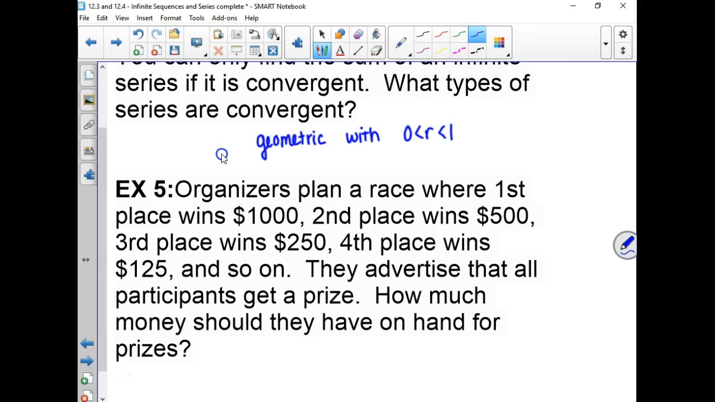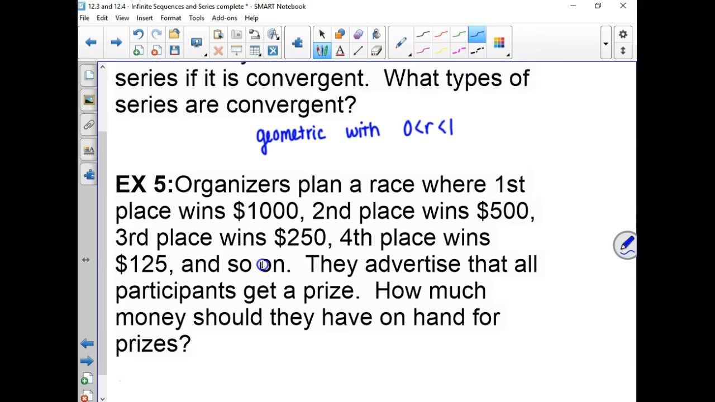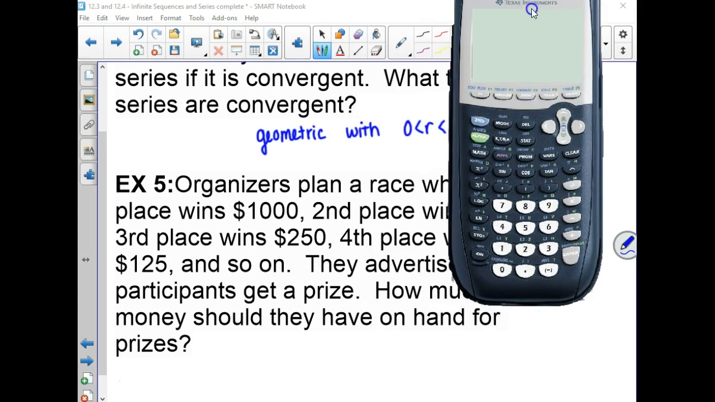So how much money do they need to have to make sure that even if 1,000,000 people show up, they have enough money to give out prizes to every single person? The answer to this seems like it should be infinity, right? It seems like they have to have infinite money if infinite people can participate. But it's not, which is what I think is really cool about this problem. So let's just use our calculator for a little bit.